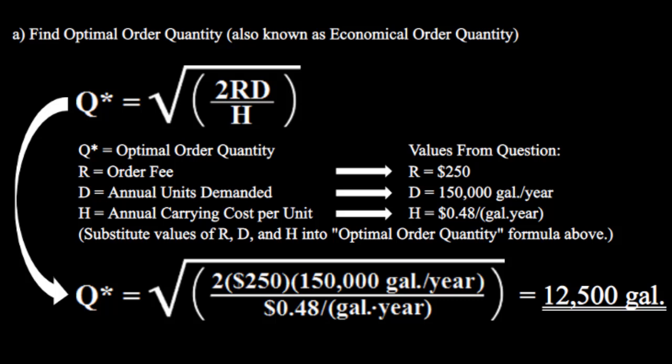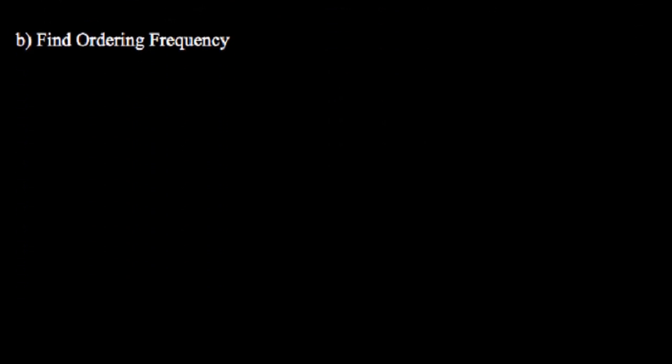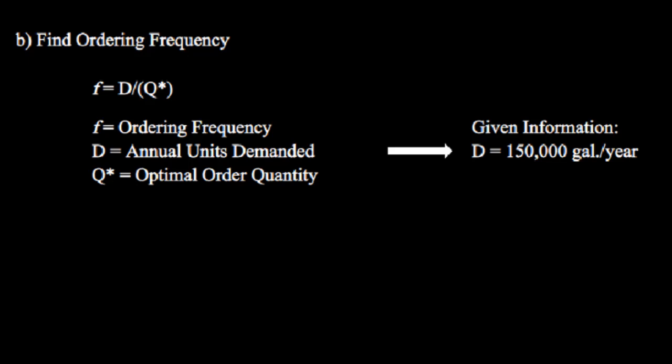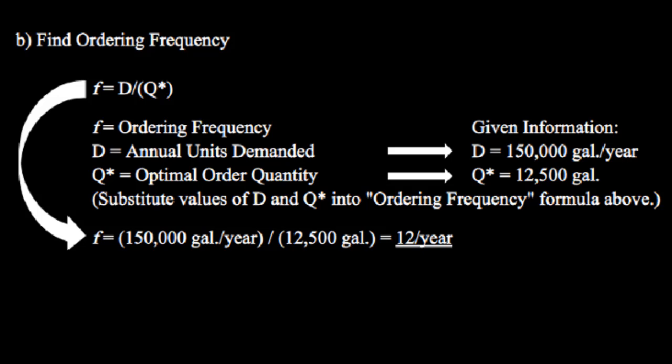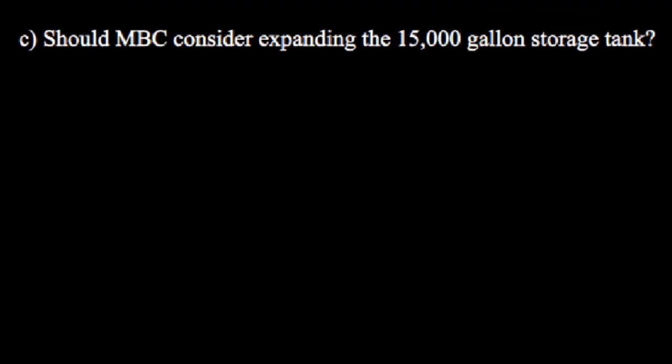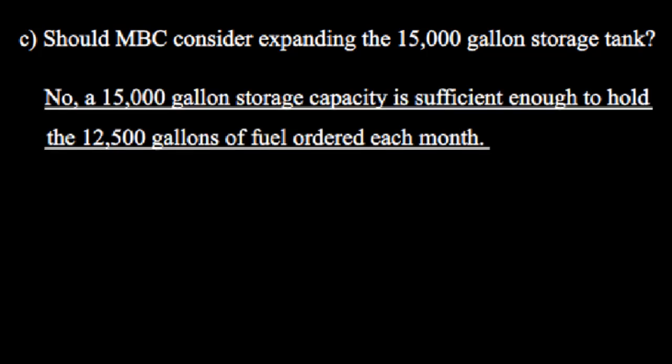Now I know the optimal order quantity to order, but how often should I place orders? That's what part B is asking. The ordering frequency equals annual units demanded divided by the optimal order quantity. If the bus company needs 150,000 gallons per year and orders shipments of 12,500 gallons, place orders 12 times per year to obtain 150,000 gallons. 12 times per year is the same as once per month. The bus company orders shipments of 12,500 gallons, so the 15,000 gallon storage tank is large enough.